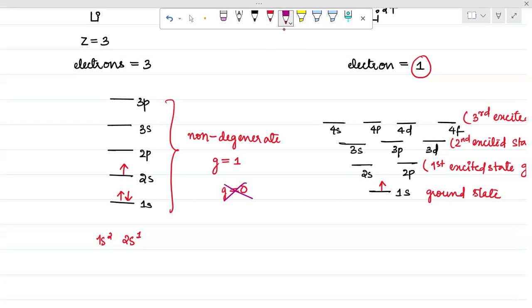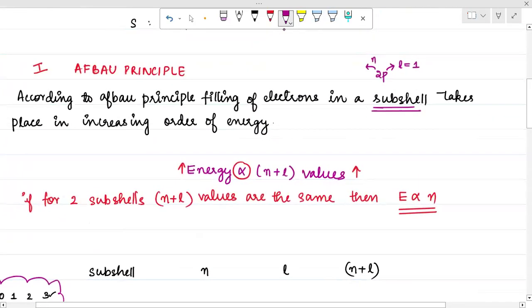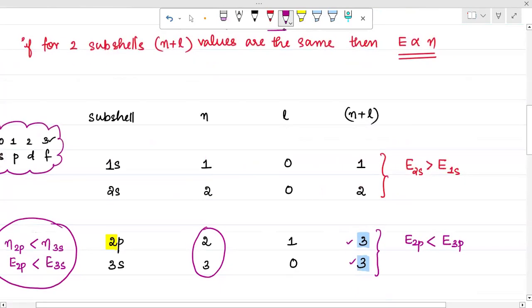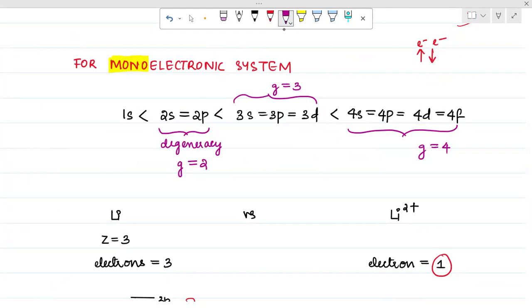This is the first rule that you have to learn, which is about the Aufbau principle. According to the Aufbau principle, the electrons are filled in increasing order of n plus L values. If your n plus L values turn out to be the same, then the energy is filled in accordance with the value of n. We also saw an exception: if you have only one electron, then the way you have to fill is something like this. Easy. Now the next rule is Hund's rule of maximum multiplicity.